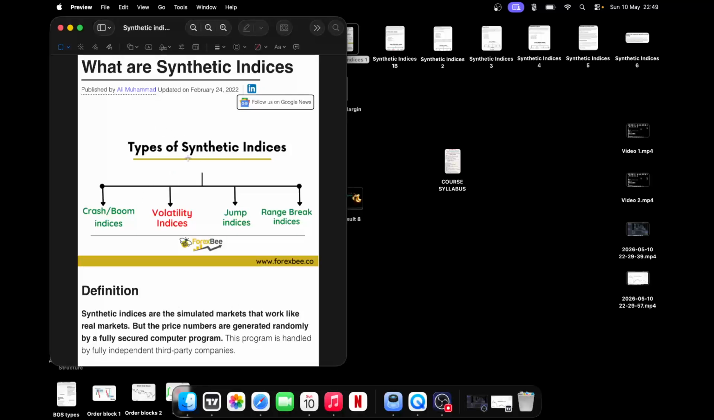And they have different types of synthetic indices. You can decide that you want to be trading Crash and Boom, you might decide that I want to be trading volatility indices, jump indices or range break indices. You understand? So you can choose any one that you want to be trading, whether Crash and Boom, volatility, jump, and so on and so forth.